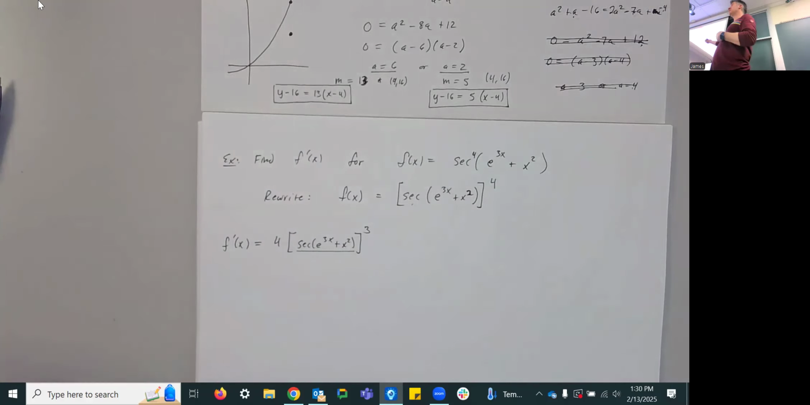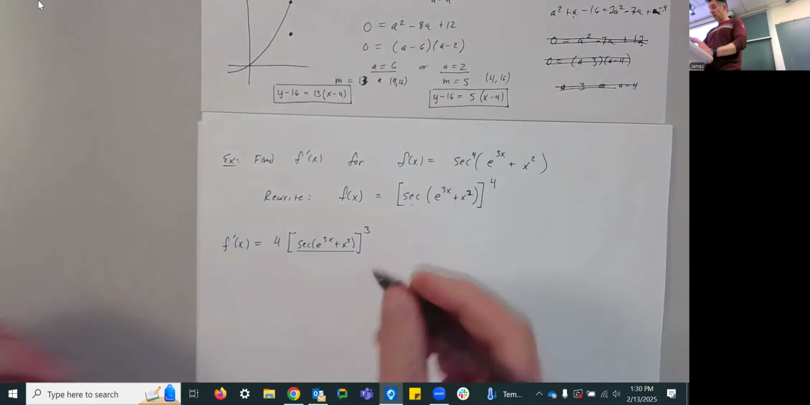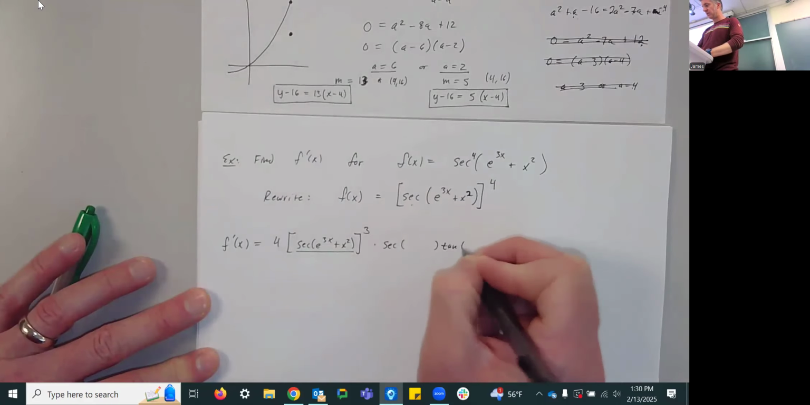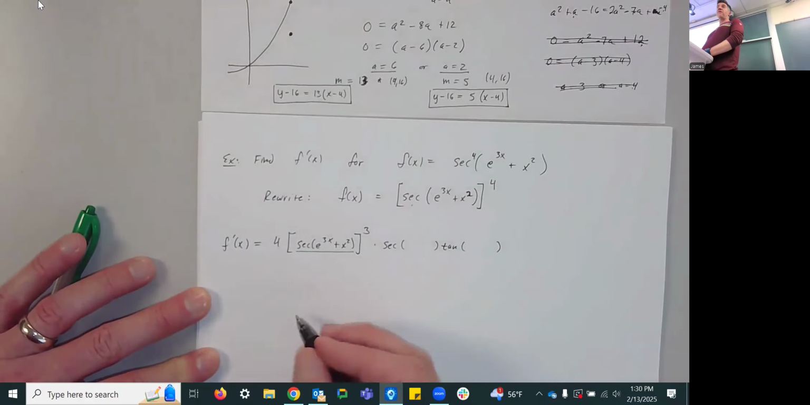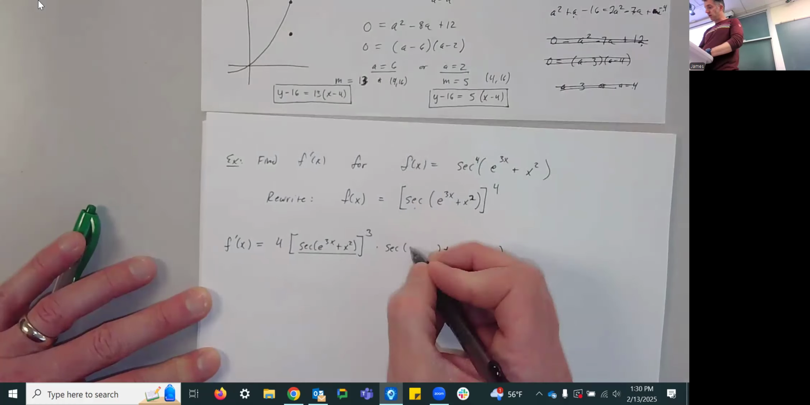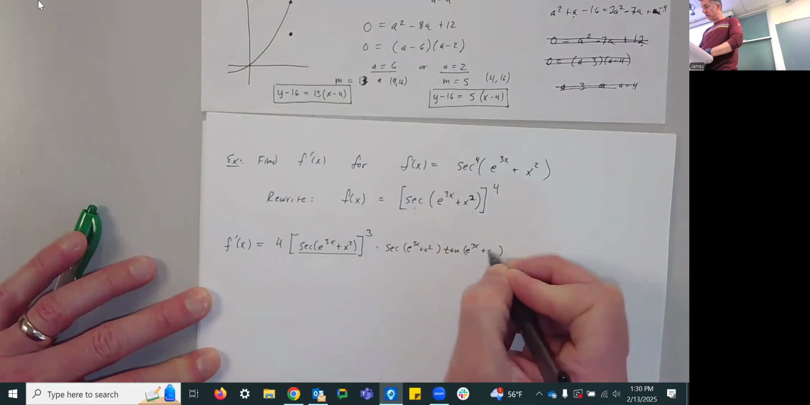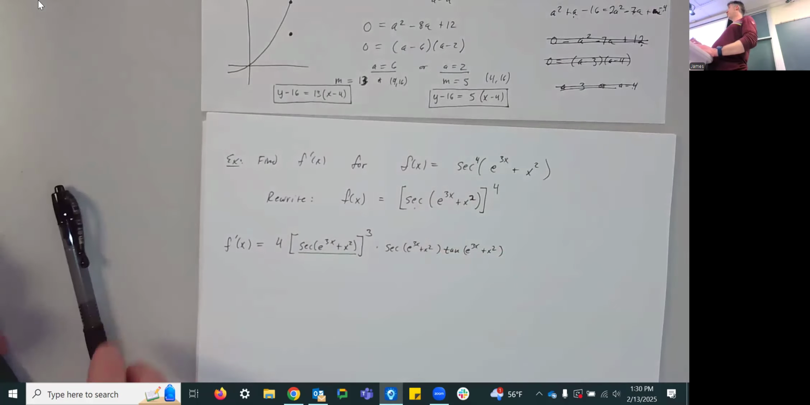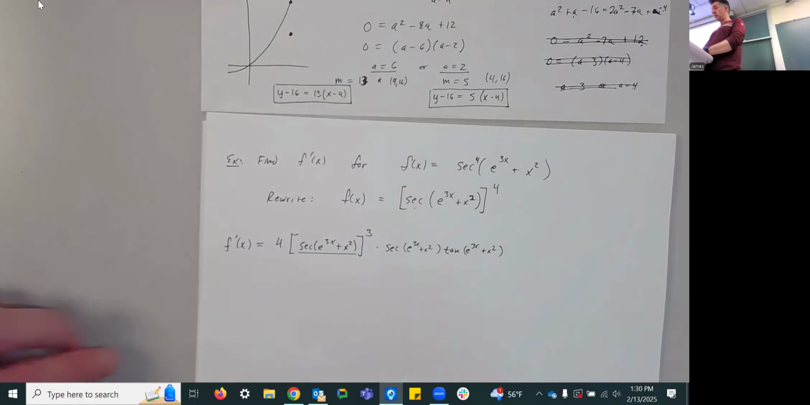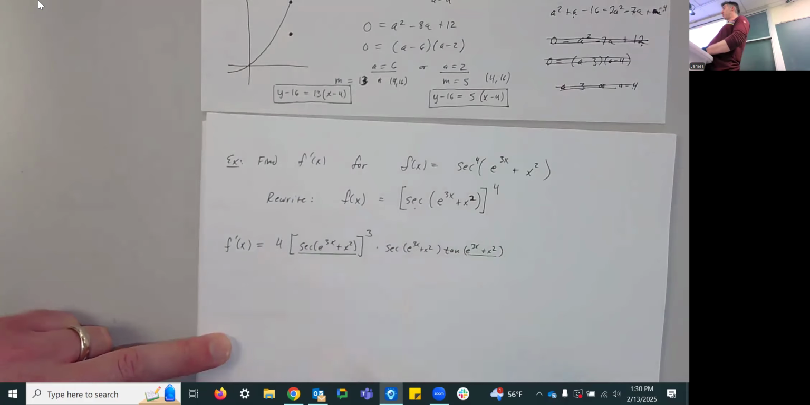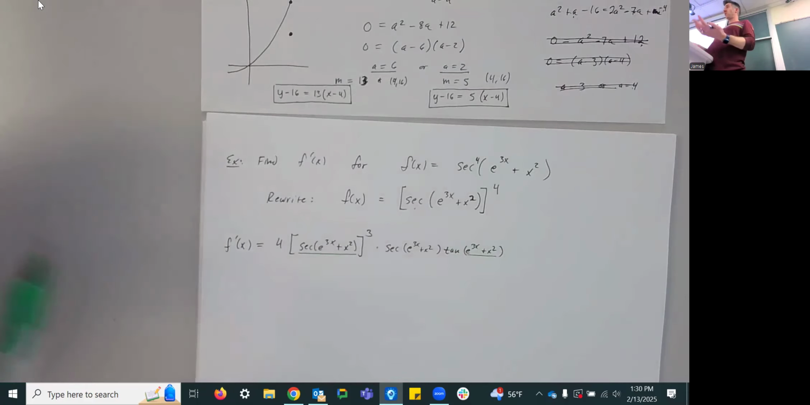And we know that the derivative of secant of x is secant of x times tangent of x. So the derivative of secant of some stuff is going to be, kind of grossly, secant of the stuff times tangent of the stuff. The stuff does show up twice. Stuff is e to the 3x plus x squared. Again, it's e to the 3x plus x squared. And now we have to multiply by the derivative of the inside stuff. Only once though, right? Even though it's showing up twice, we're only multiplying by the derivative of the insides once, because that's how the chain rule works.